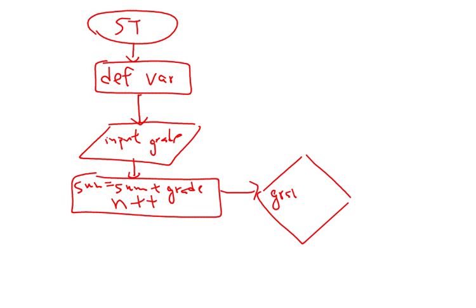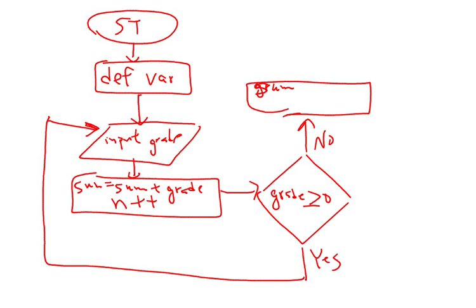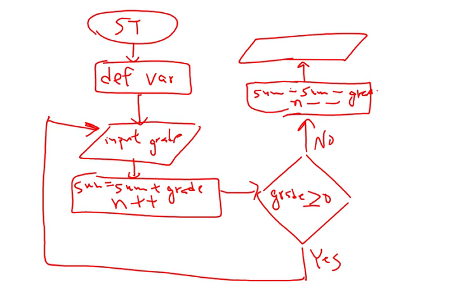Was grade greater than or equal to 0? If it was, you flew back here and asked for the next grade. If it's not, then you subtracted out the last grade. Sum equals sum minus grade. Then you do n minus minus. You calculate the average, I'm sorry.